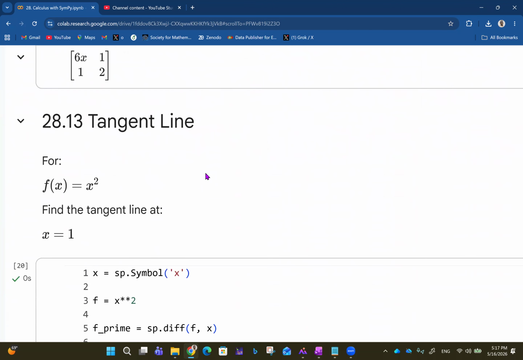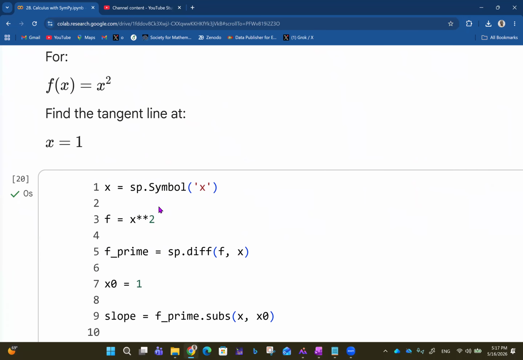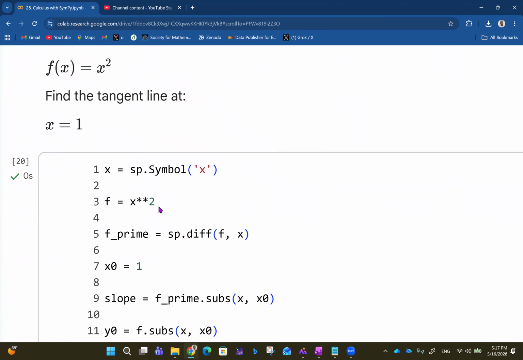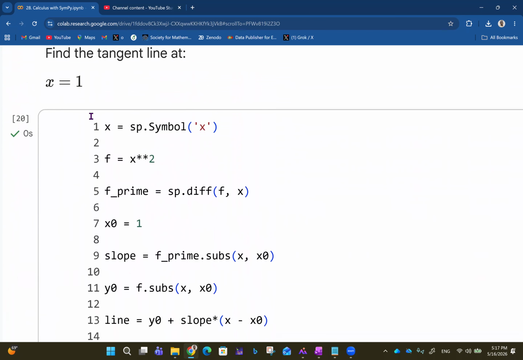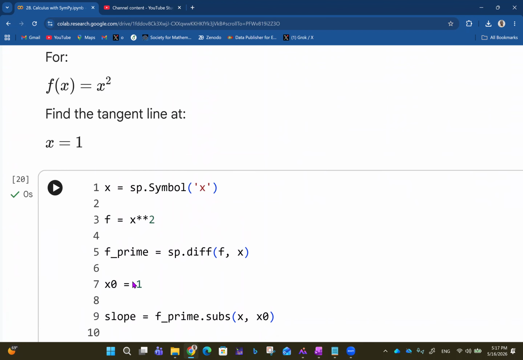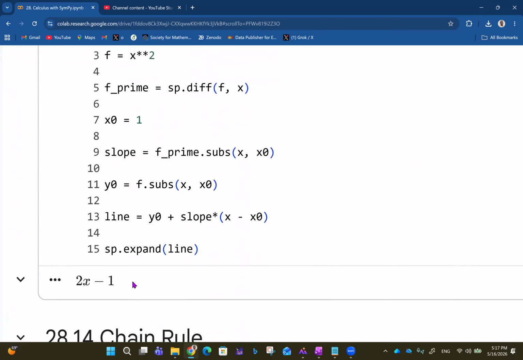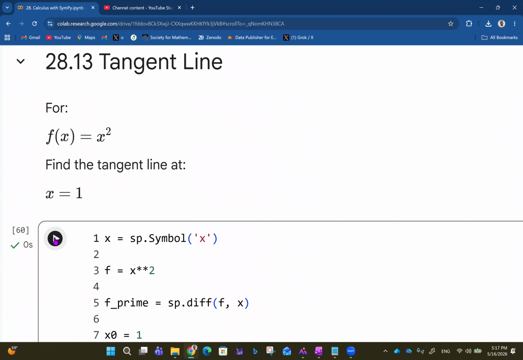Okay, so you have the tangent line. For f of x equals x squared, you can find the tangent line at x equals 1, for instance. That means you differentiate the expression and you substitute 1. Differentiate x squared to get 2x, put 1, that's 2. That's what we expect to get. So here you have symbol x, f is x squared, f prime, that's you differentiate that, and then x naught is 1. So slope, you have f prime, substitute x naught for x, and then you have y naught. At the end of the day, you expand and you get 2x minus 1 as the tangent line at x equals 1, right?